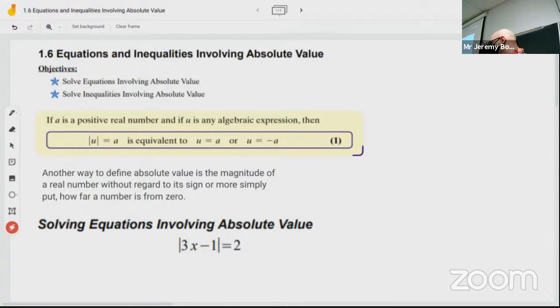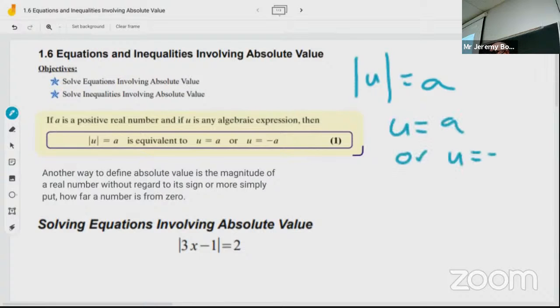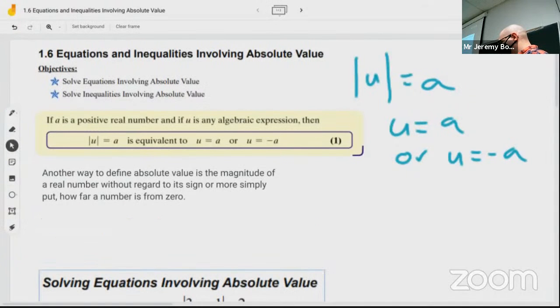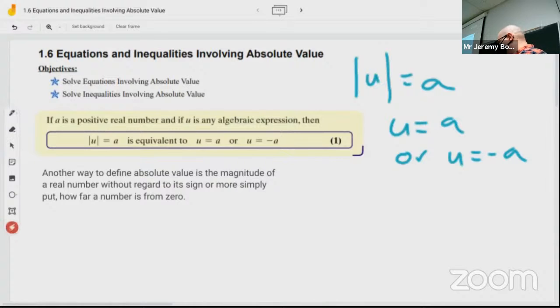So first thing, let's talk about what absolute value is. The absolute value symbol is more of an operation that's applied to a number. And we'll say that the absolute value of u is equal to a if u is equal to a or u is equal to negative a. The way that I like to think of the absolute value is a few different ways. So one way is what I have written here.